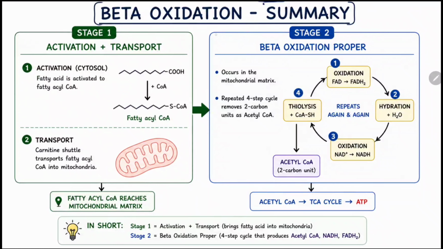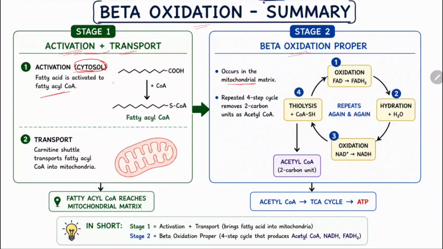So let us quickly summarize the beta oxidation. Beta oxidation mainly occurs in 3 stages. First stage is activation, then second stage is transport, and the third stage is beta oxidation proper. We can even say activation and transport together come under one stage. Activation is where the fatty acyl molecule is activated, and this particularly occurs in the cytoplasm. Though beta oxidation proper occurs in the mitochondrial matrix, this activation process occurs in the cytoplasm.